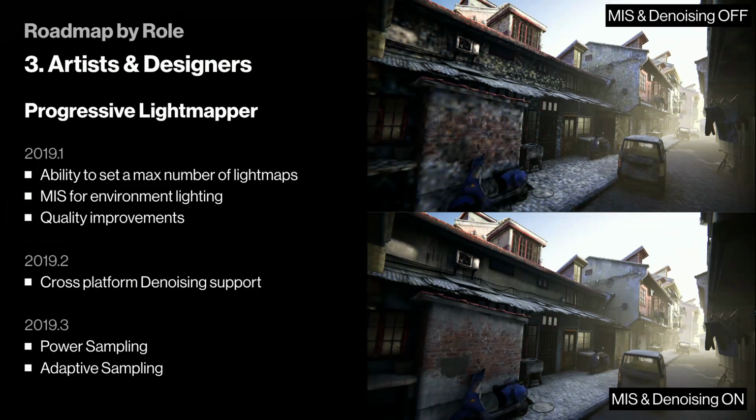Power sampling improves baking time in scenes with many lights. Adaptive sampling improves baking time by spending samples where they have the most impact. So a lot of it is about how do we speed up our CPU-based progressive light mapper.